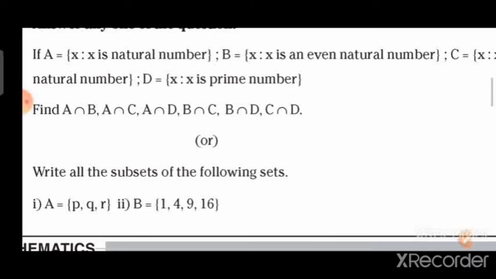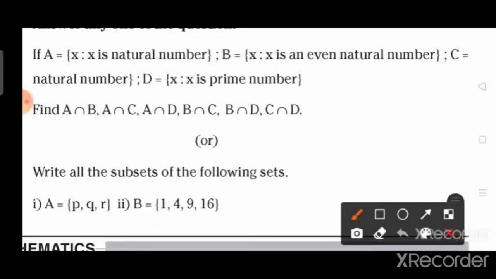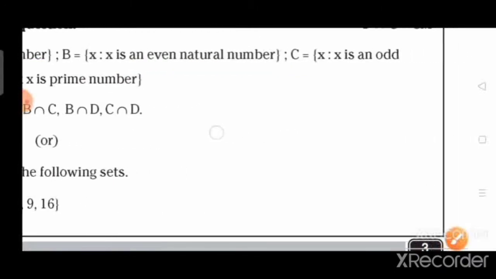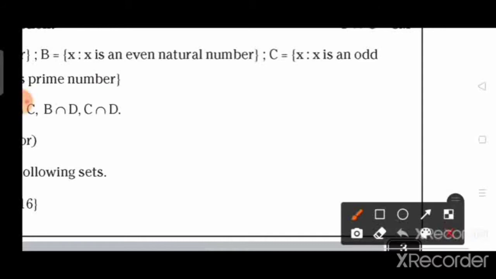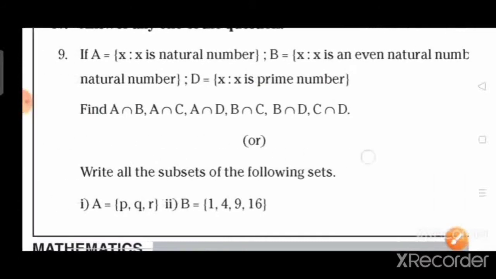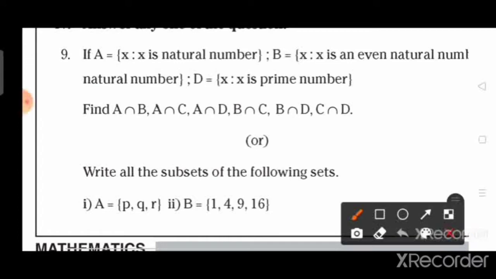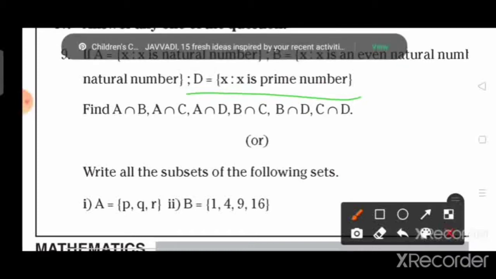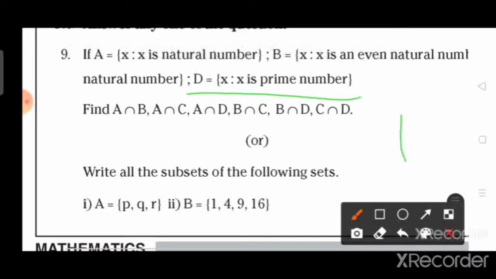Here, A is equal to the set of x such that x is a natural number, and B is another set, x is an even natural number, and C is the set of x such that x is an odd natural number, and the last set, D, is x such that x is a prime number. Here 4 sets were given: A, B, C, D.